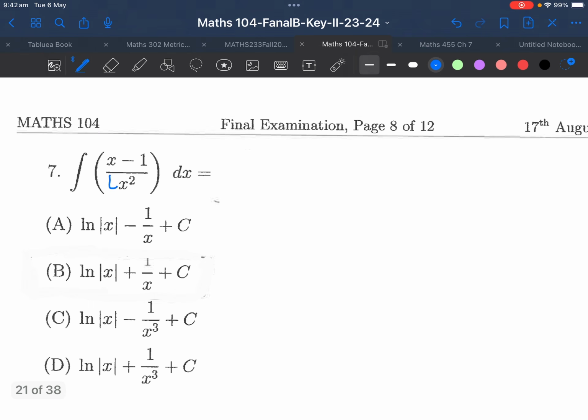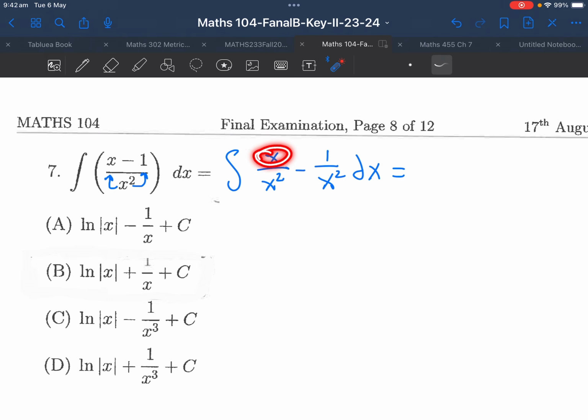Next question, we need to split the denominator. So first of all, you split the denominator, dx. Next, you have x divided by x squared. This is just 1 over x. Now, 1 over x squared, this is just x negative 2.